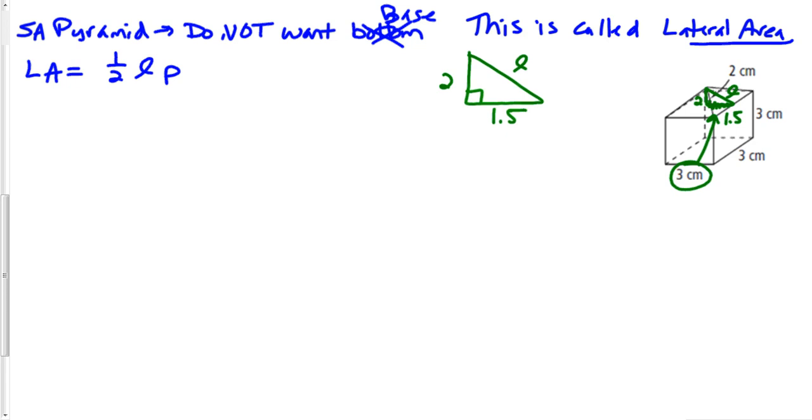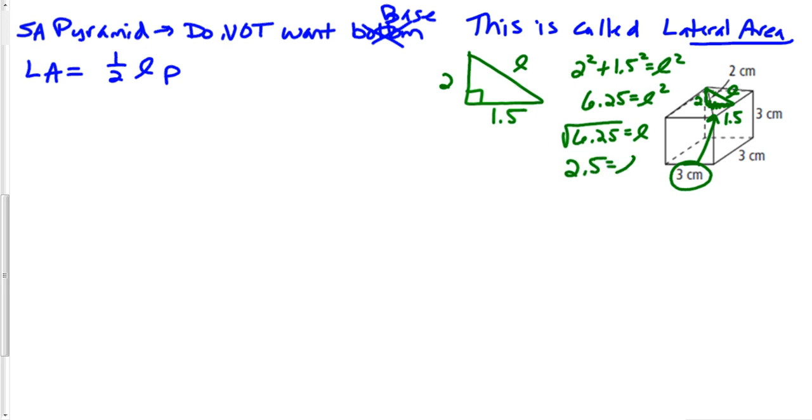So I'm just using the Pythagorean theorem at this point. I have 2 squared plus 1.5 squared equals L squared. I'm going to work that out on my calculator. I get 6.25 is L squared, and so L is the square root of 6.25. If I work that out on my calculator, I get that L is 2.5.